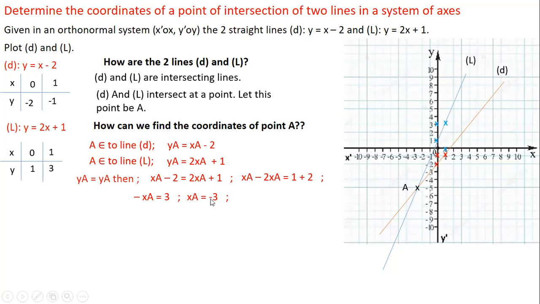How can I find the ordinate? Who can tell me? It became very easy. How can we find the ordinate, guys? Replace x by the given number, basically. Thank you, Column.